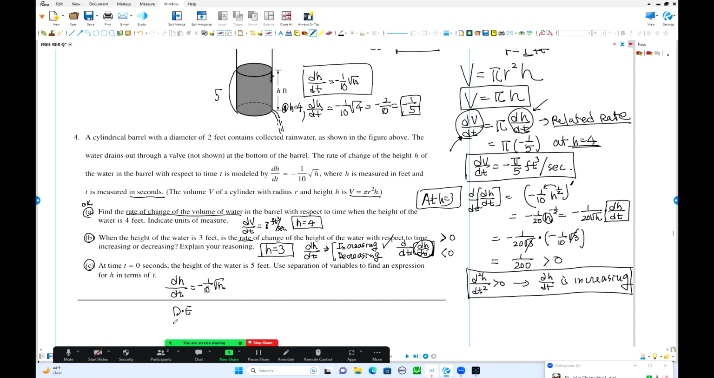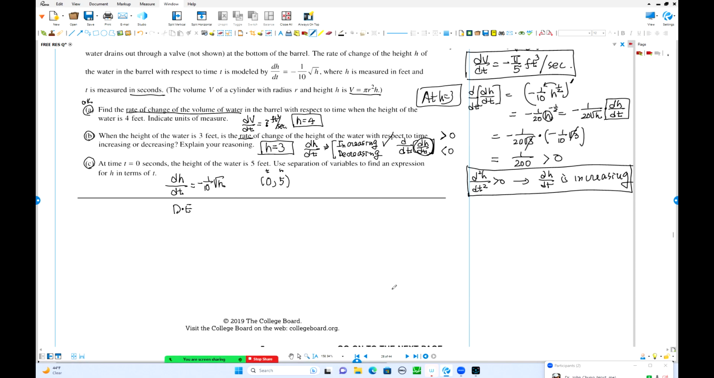But there is the initial condition there. When t equals 0, h equals 5. That is the initial condition. Now take the integral, right? This is separable. We know that, right? In high school, only separable equations are available, not anything else. Anything else is very complicated.